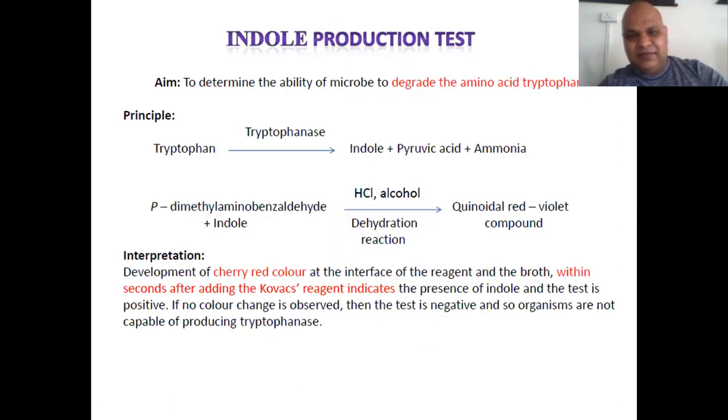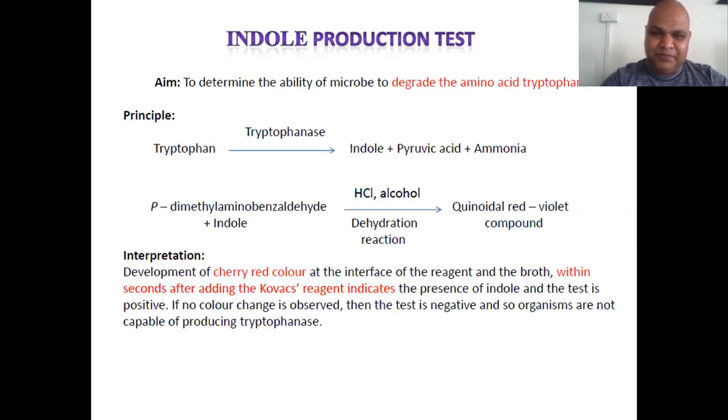The second test that we come to is the indole production test. Indole is obtained from the amino acid tryptophan. The indole nucleus, indole alkaloid, is an amino alkaloid, which means an amino acid is definitely present. So the indole production test is the second test from which we can identify the presence of bacteria.